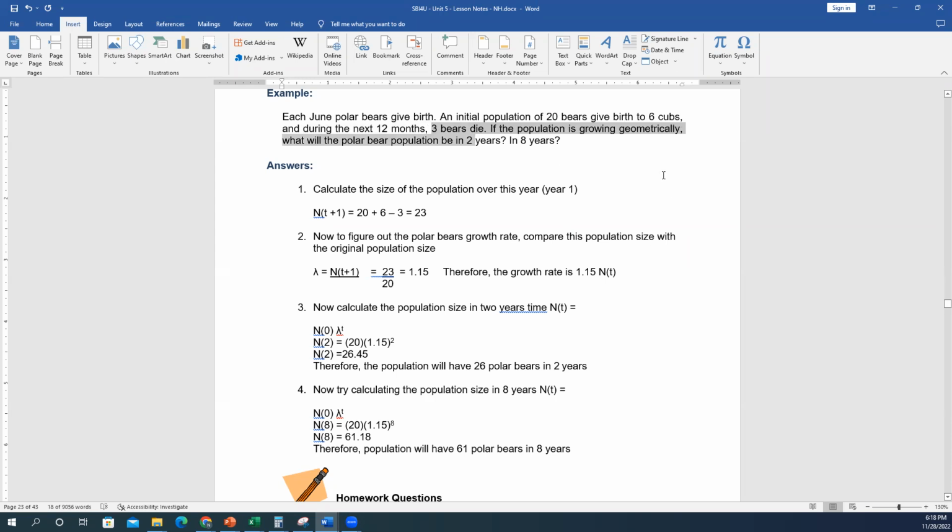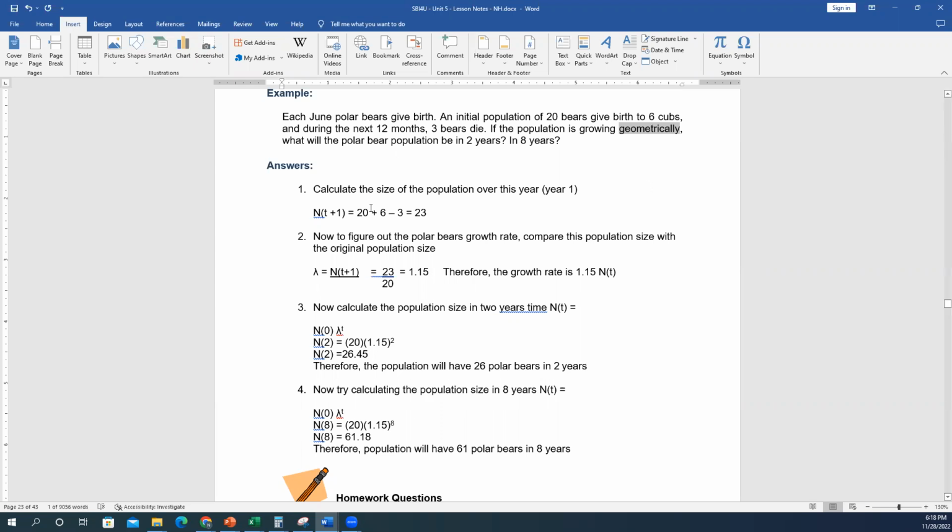If the population growth is geometric, as you would guess would be the case in this type of population where there's a breeding season, what will be the polar bear population in 2 years' time? And how about in 8 years' time? So first, to answer this type of question, we have to calculate the size of the population over the current year. What's the current year's population size?